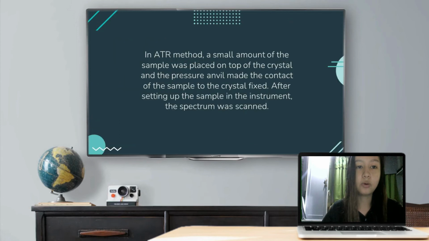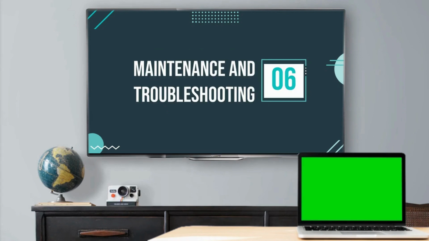Now in the ATR method, a pinch or drop of the sample was placed directly on top of the crystal, and the pressure anvil was let down until a clicking sound was heard. This pressure anvil was used to make the contact of the sample to the crystal firm. After setting up the sample in the instrument, the spectrum was scanned and measured.